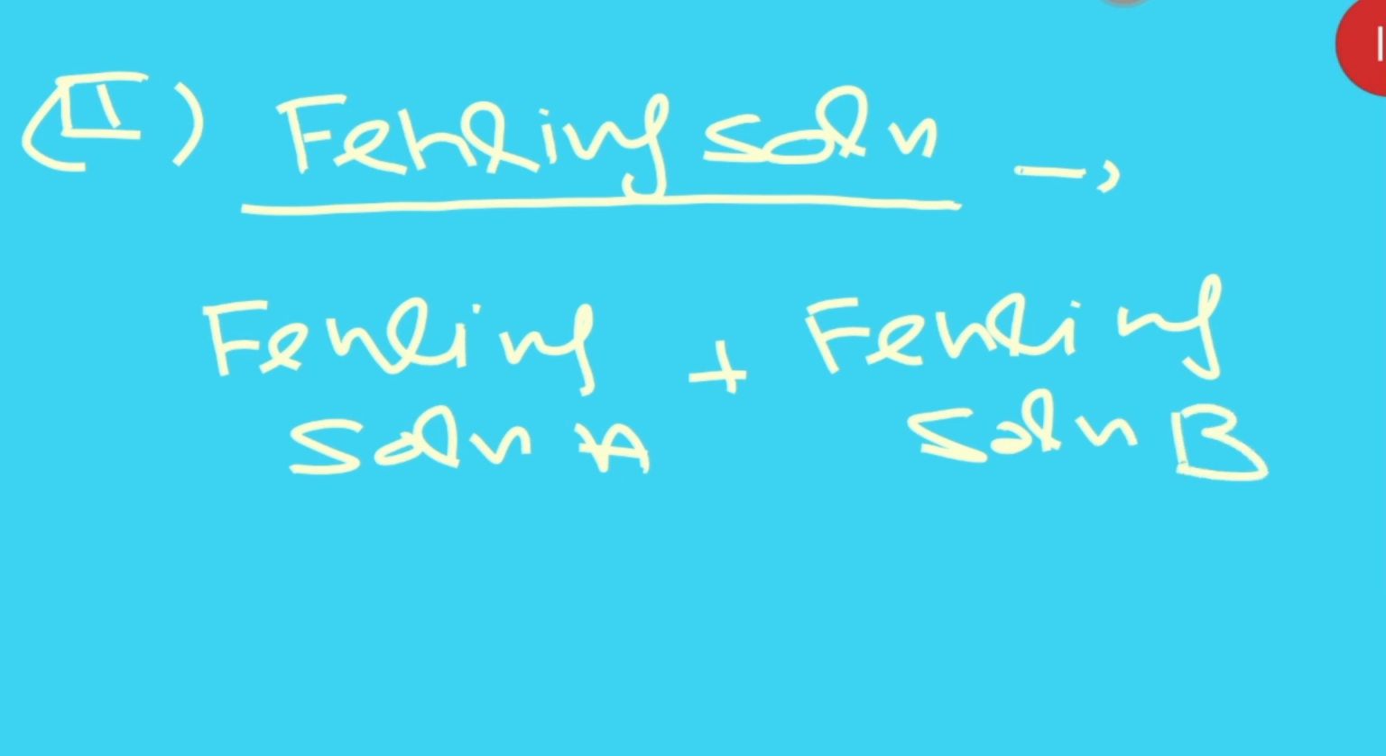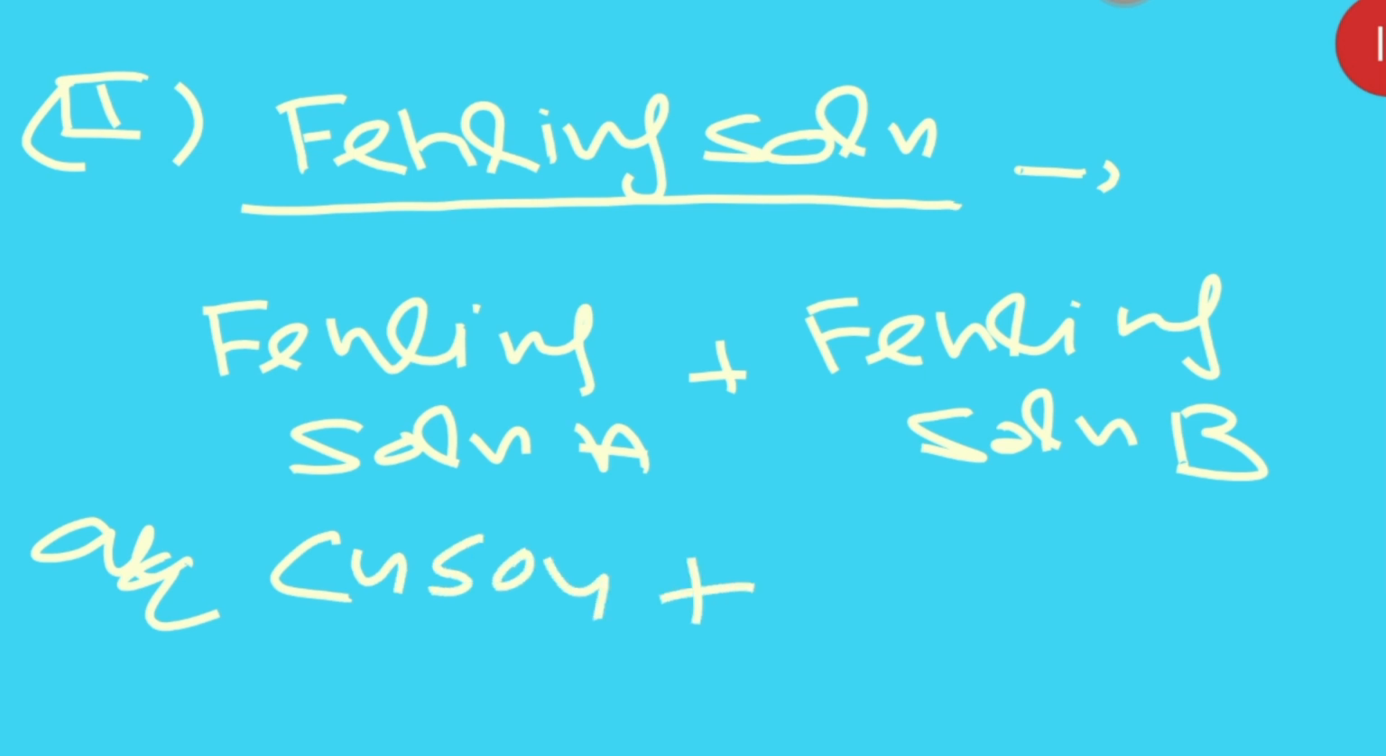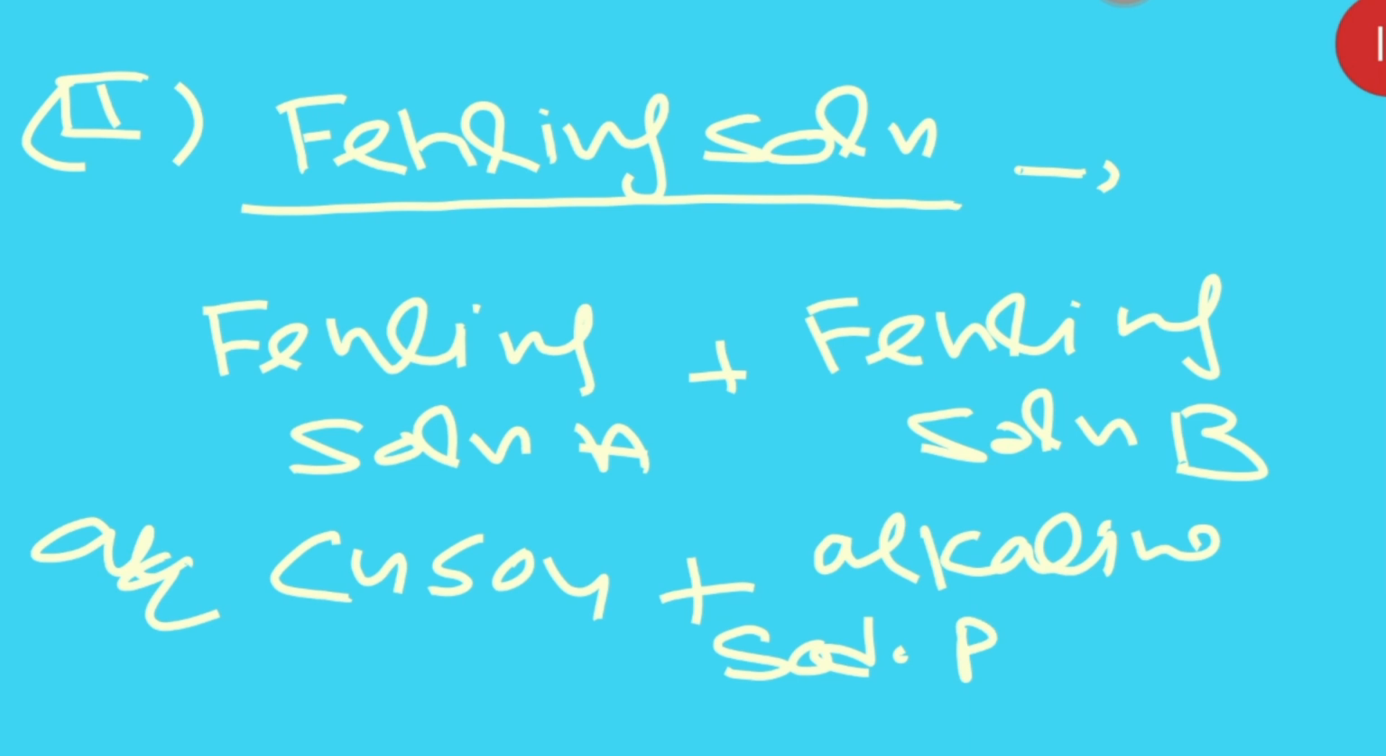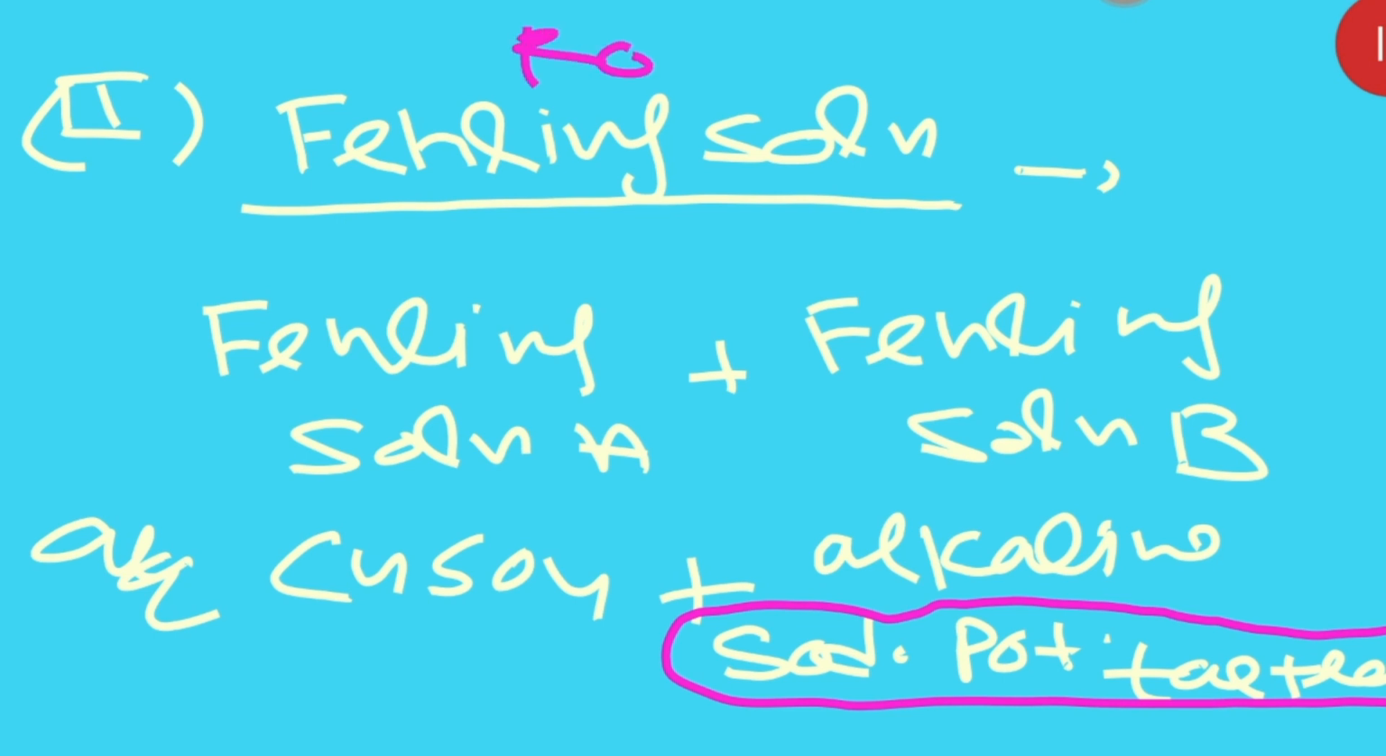Fehling solution A is an aqueous solution of copper sulfate. Fehling solution B is an alkaline solution of sodium potassium tartrate. Sodium potassium tartrate is also called Rochelle salt.